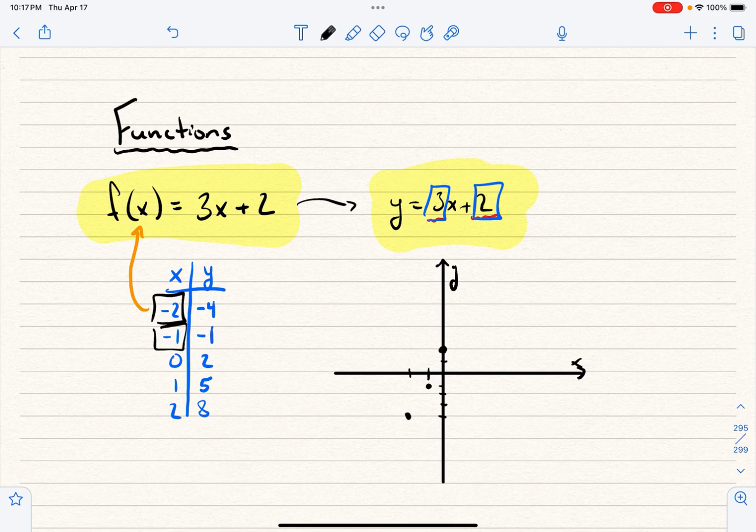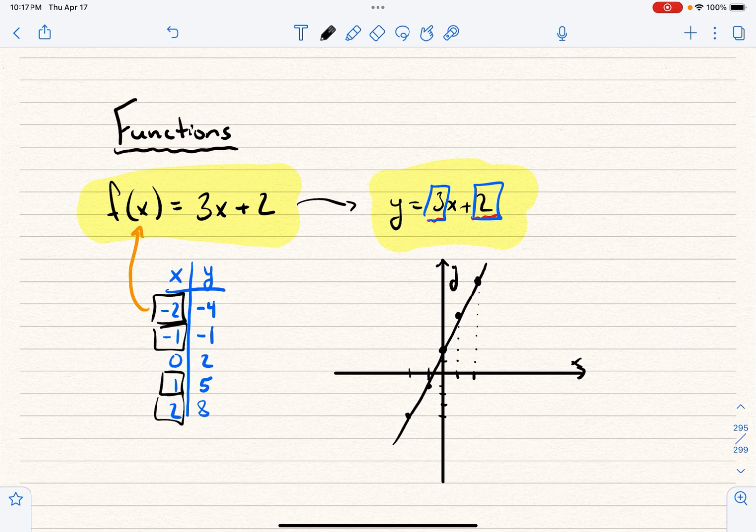When x is 1, we're at 5, so we have to go up 1, 2, 3, 4, 5, right here. And when x is 2, we're at 8: 1, 2, 3, 4, 5, 6, 7, 8, right here. And you can see, we do. Now, not a perfect graph. My lines aren't perfect. But anyway, that's what we do.